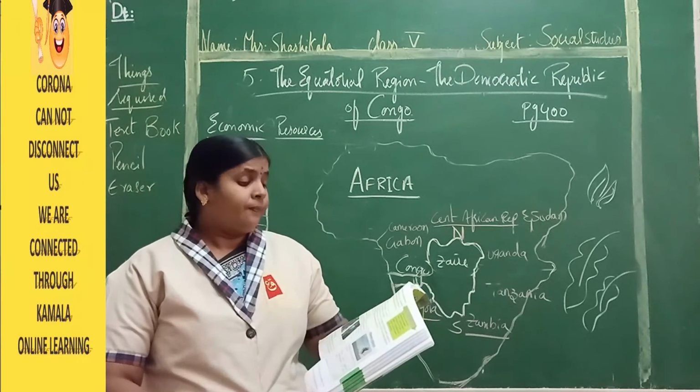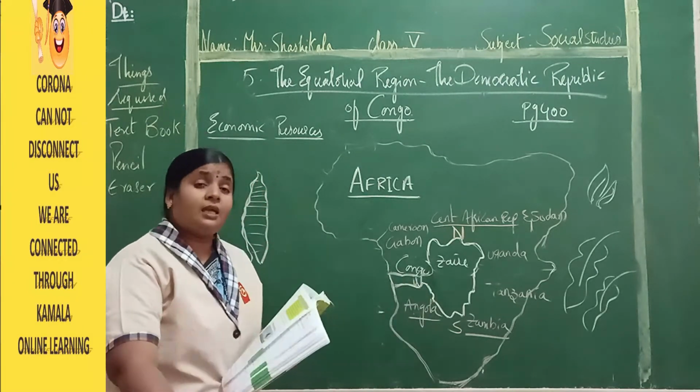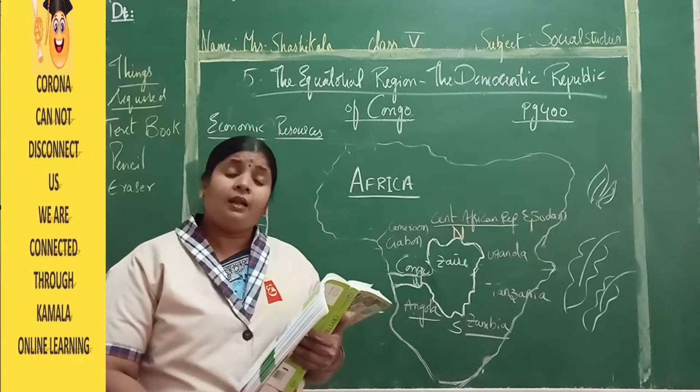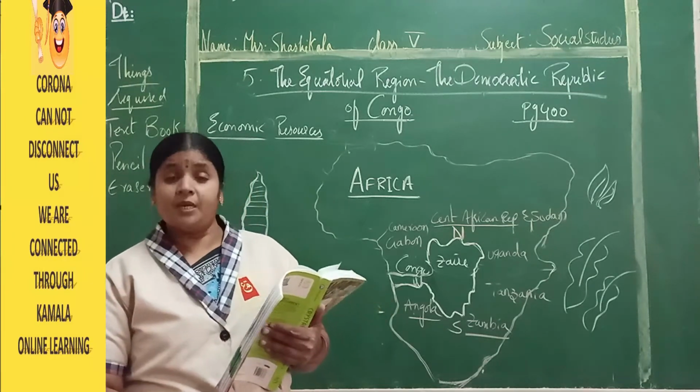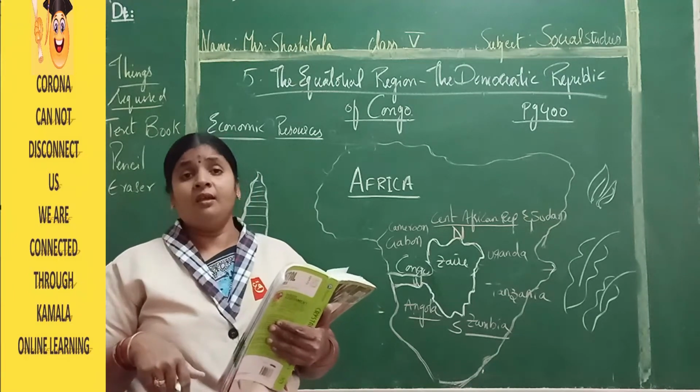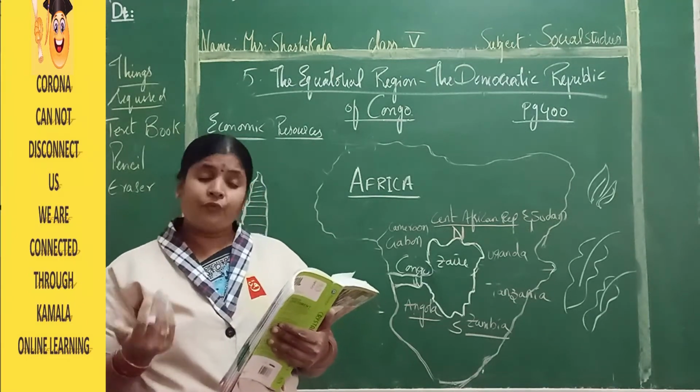So, hope you have understood this. The important cash crops. Cash crops means what? The things which are helpful to make more amount of money. That is a cash crop. Food crop is what we consume in our daily life. That is a food crop.